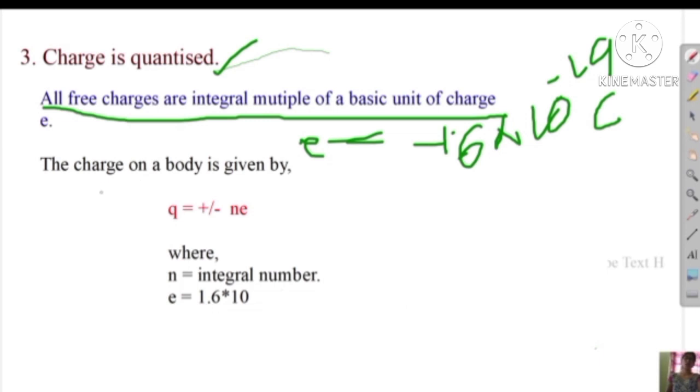Now, the charge on a body is given by the equation Q is equal to plus or minus ne, where n is an integral number, 1, 2, 3, 4, and so on, and e is equal to, as I told you, 1.6 into 10 to the power of minus 19 coulomb, and coulomb is the SI unit of charge. You have to notice here why we have considered an integral multiple of a basic unit of charge. As the charges are not present in a system in the form of fractions, we take it as an integral multiple of a unit of charge.